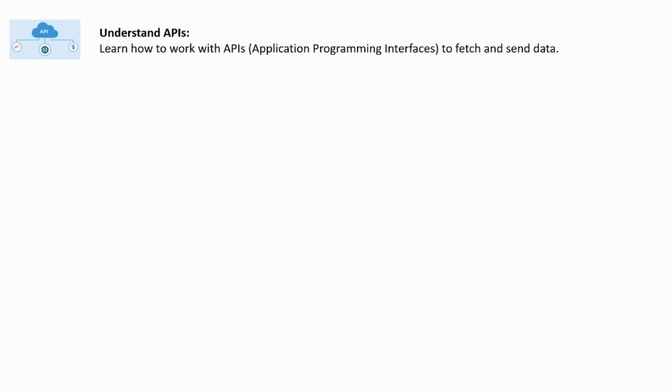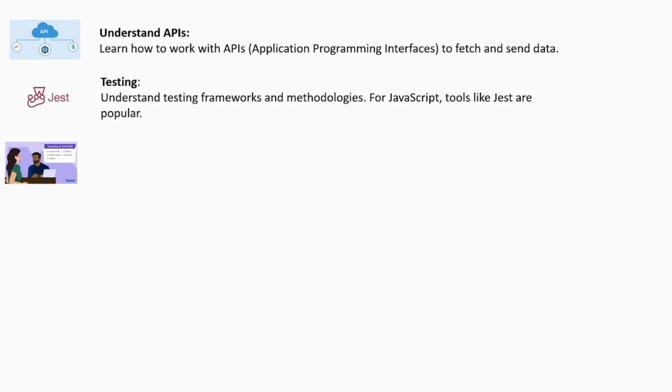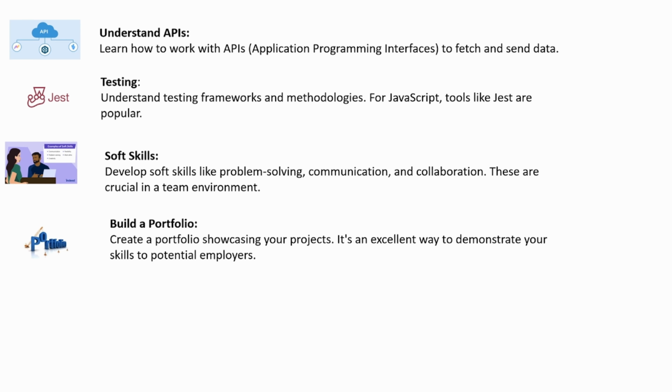Next one is API, and understand about the API. What is an API? API is the application programming interface. That means fetching and sending data. Earlier I mentioned this one, right? API.